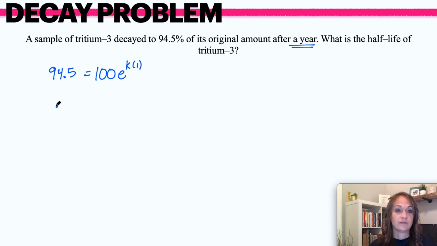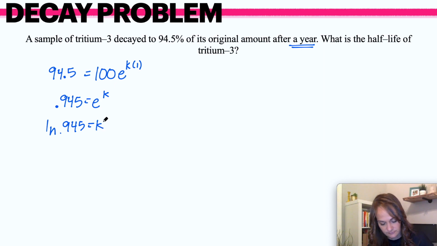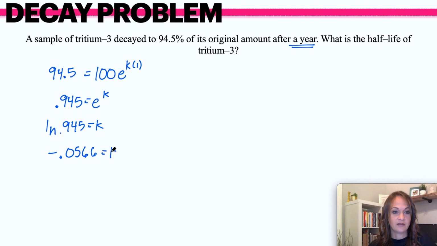So therefore, you will get 0.945 if you divide by 100, e to the k, because k times 1 is just k. So the natural log of 0.945 gives you a negative 0.0566 if you were to round. And it should be negative because it is decaying. So that is k. Now we got to figure out the half-life.